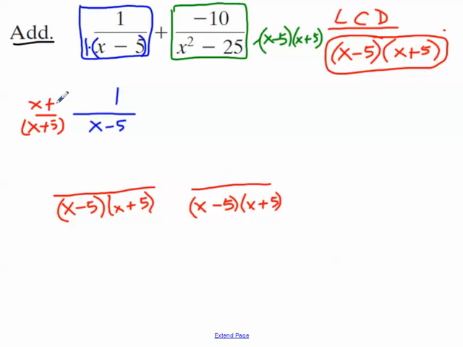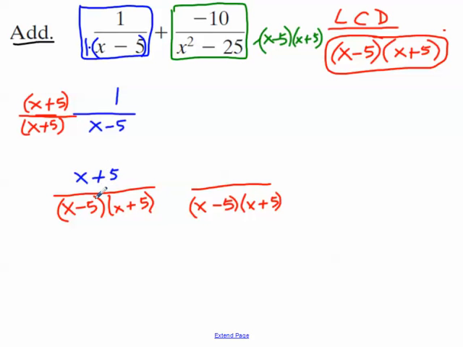And essentially we're multiplying by 1 here. In the red, we're multiplying by 1 because x plus 5 divided by x plus 5 is 1. So when we multiply a blue fraction by this red fraction, we're multiplying by 1, and all we're doing is converting it to our lowest common denominator. My denominator becomes x minus 5 times x plus 5. My numerator is 1 times x plus 5, so my numerator becomes x plus 5.